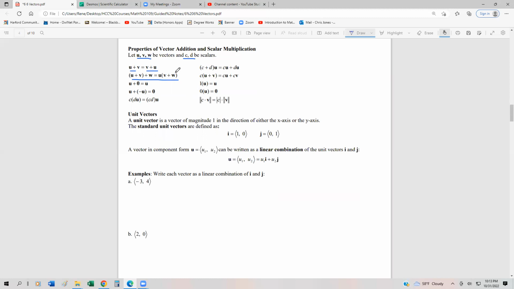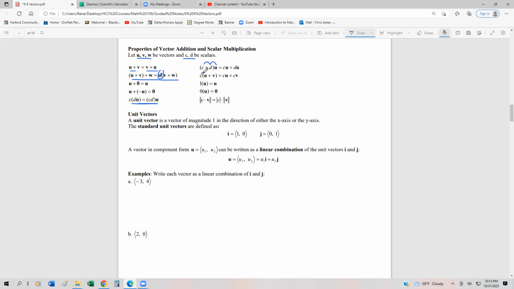If we add the zero vector, it's an identity. If we add the opposite of a vector, we get the zero vector. This is the associative property of multiplication. This is our distributive property. There should be a plus in between here, by the way. I'm not sure what happened, but this should be u plus v plus w. So it should be associative there.